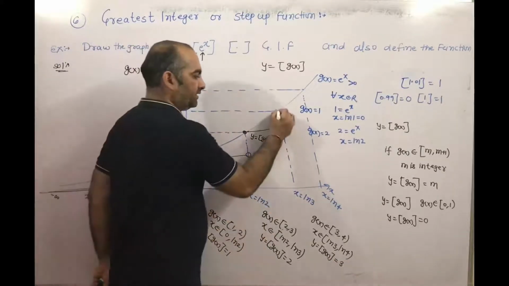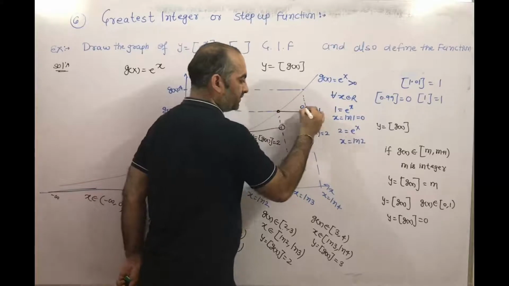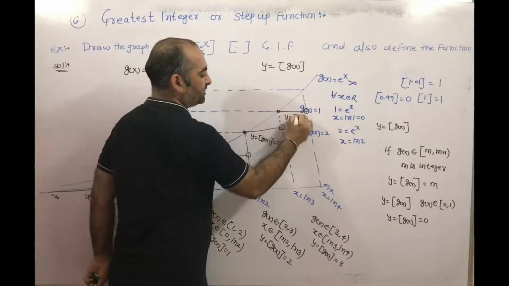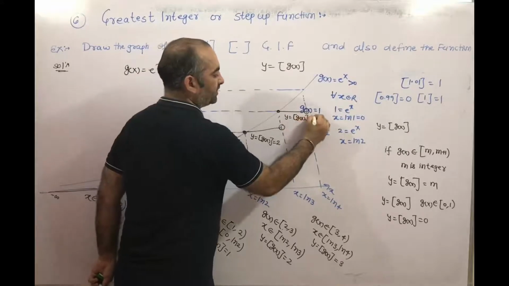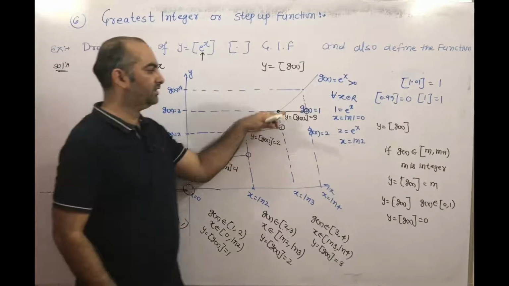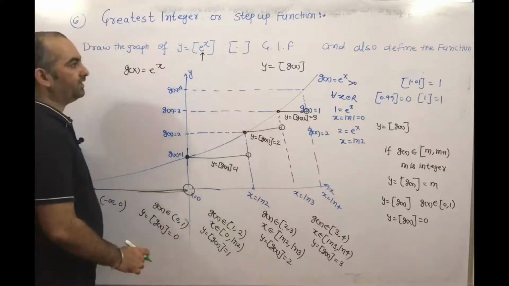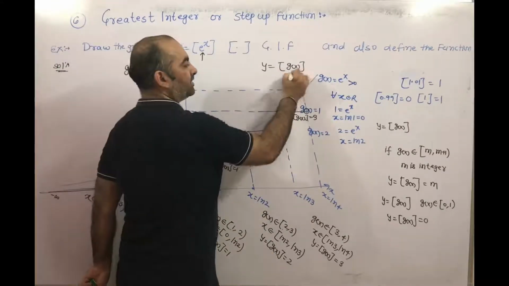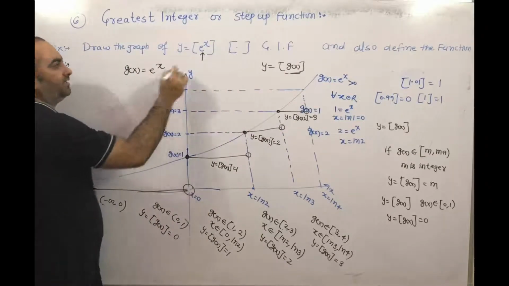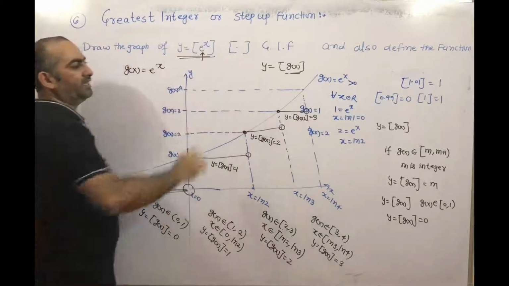So what line will we get? 3, and this will come. So this is graph of y equal to greatest integer of g(x). Okay, so you can see this graph is getting this one, then step, then this one, then this one. So like that we are getting the graph of y equal to greatest integer of g(x). Okay, and for g(x) equal to e power x, we are getting graph of y equal to greatest integer of e power x.